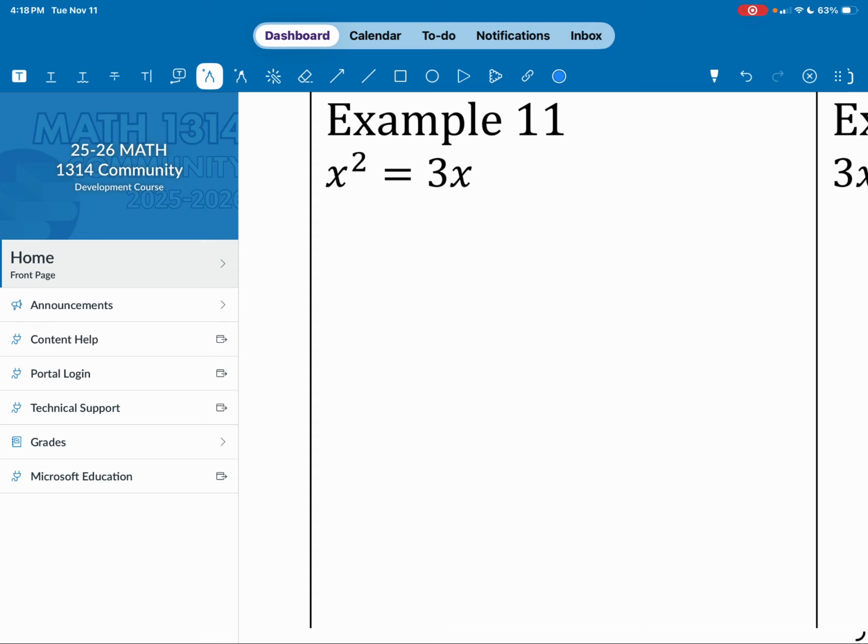All right, so on number 11, we don't have the x and the 3x together, so I need to move the 3x to the other side. So when I do that, I get x squared minus 3x equals 0. Now, this one doesn't look like the others because it doesn't have 3 terms, okay? But what we are going to do is see that x squared and negative 3x have an x in common. So that's going to be x minus 3 when I pull out an x. And so now you do have it factored, even though it doesn't look the same as normal.